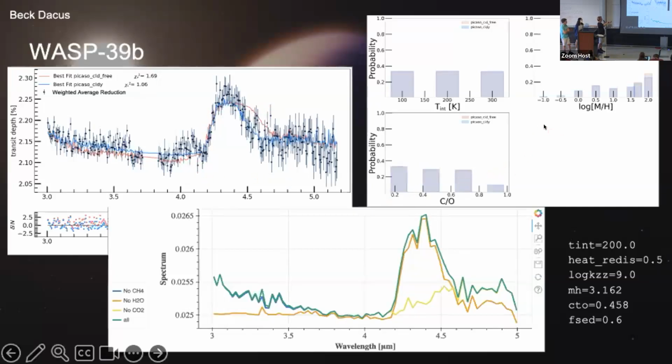Nor does it make a crazy difference with the posteriors. The best fit parameters do change a little bit: the internal temperature goes from 300 to 200, and the metallicity goes down by about half a dex from 10 times solar. The individual chemical contributions themselves are about the same: carbon dioxide right here, water on either of these ends, no significant methane contribution.